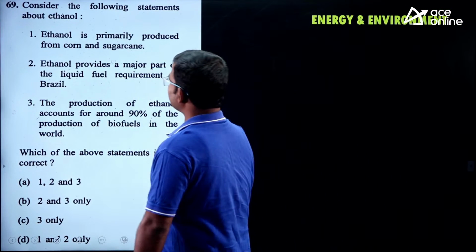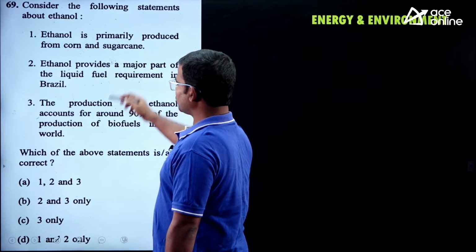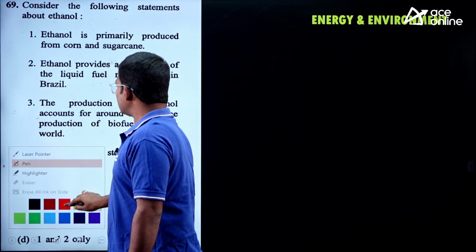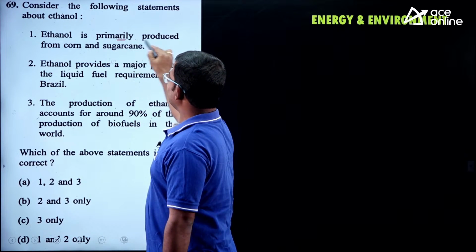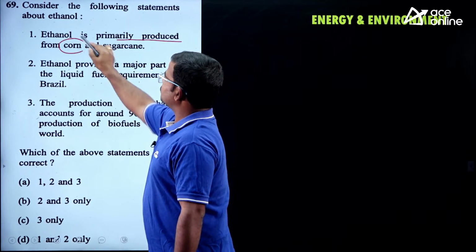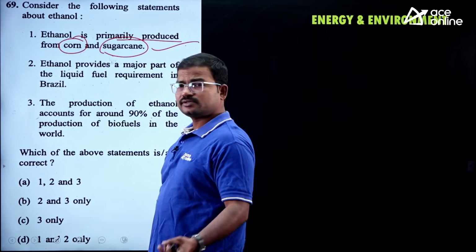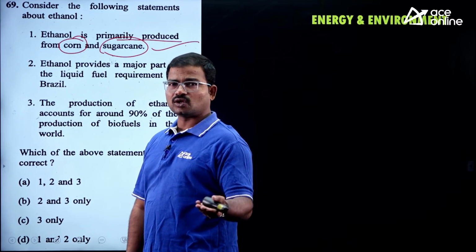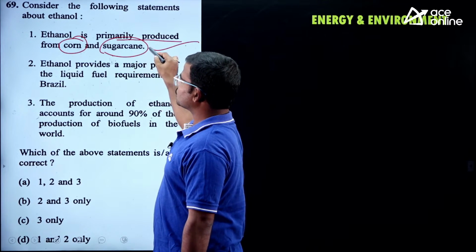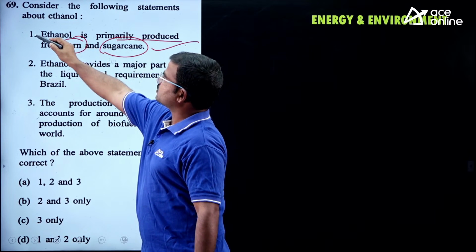Question number 69, consider the following statements about ethanol. Ethanol is primarily produced from corn and sugarcane. Yes, majorly we are getting ethanol from these sources by using the fermentation method, sugarcane and corn. So this statement is completely correct.